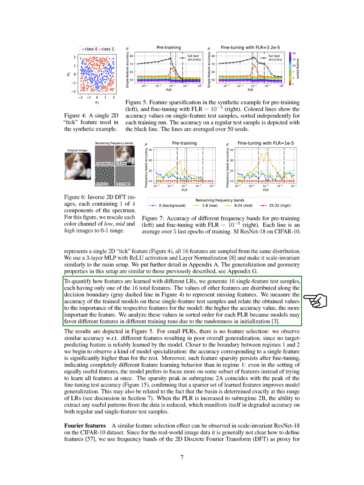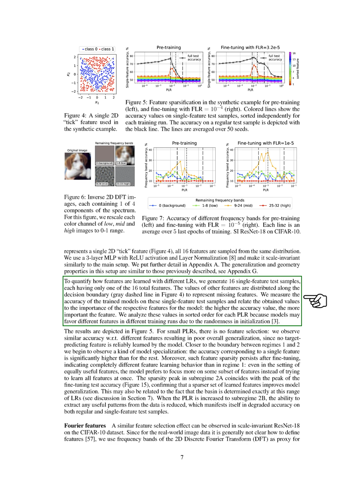To assess how features are learned with different LRs, we create 16 single-feature test samples, each containing only one of the 16 features. The other features are distributed along the decision boundary to simulate missing features. We evaluate the accuracy of our trained models on these single-feature samples, linking the accuracy to the importance of each feature. Higher accuracy indicates greater importance.